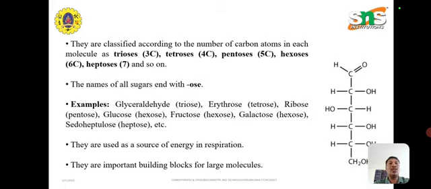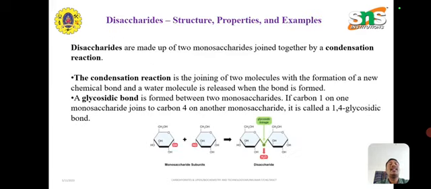They are used as a source of energy in respiration. They are important building blocks for large molecules. Then disaccharides, the structure, properties and examples. Disaccharides are made up of 2 monosaccharides joined together by a condensation reaction. So 2 monosaccharides are joined together by condensation.